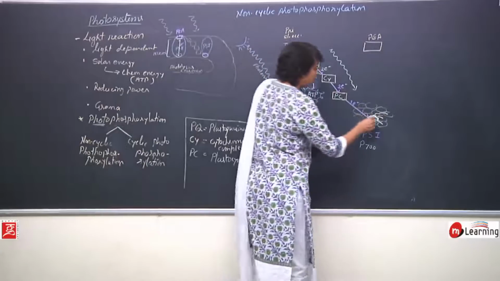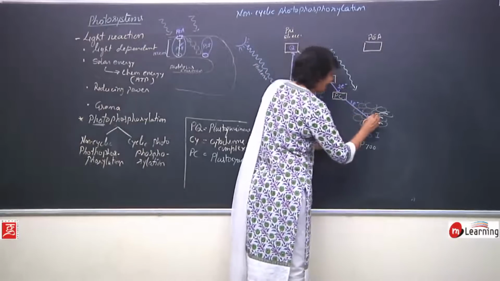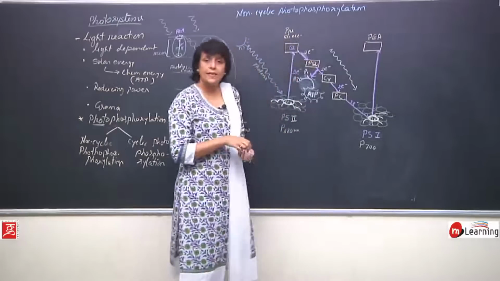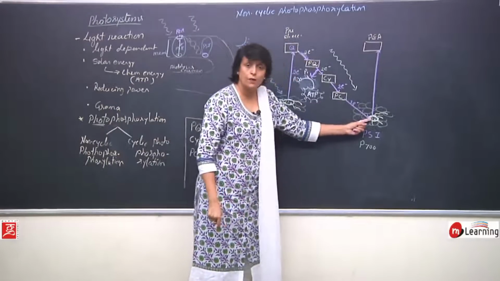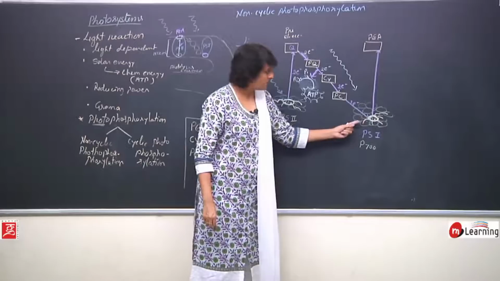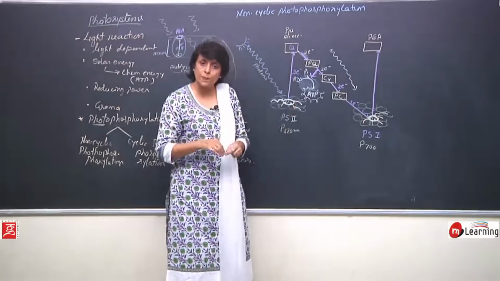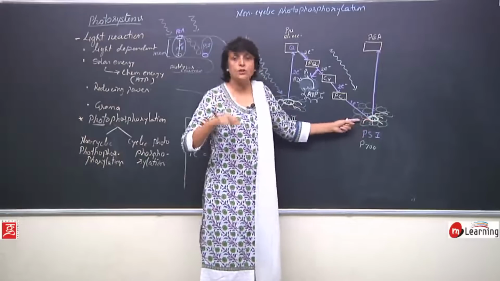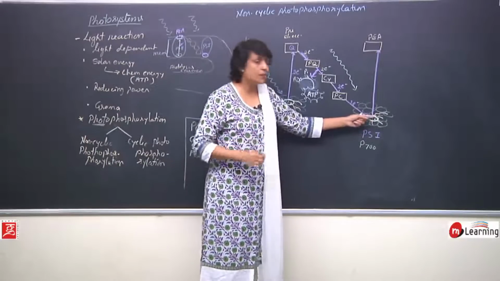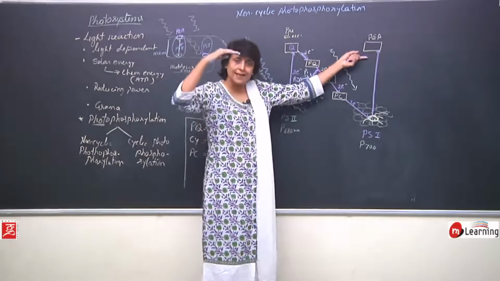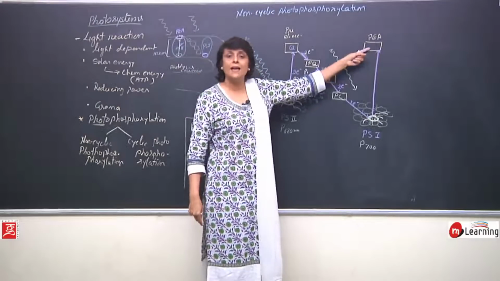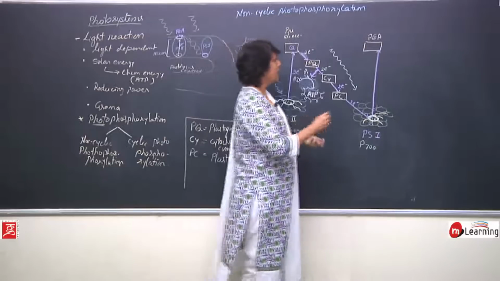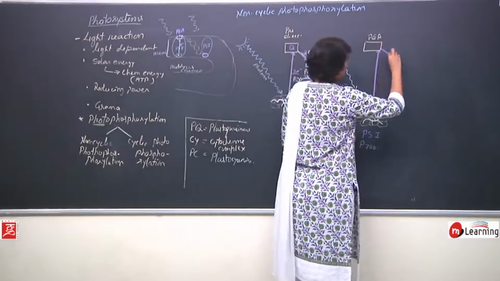Now, this pair of electrons again gets excited. Why does it get excited? Because this pair of electrons will again absorb photons, plus the accessory pigments will also pass on the energy to the reaction center chlorophyll A. These electrons again get excited, and from the ground state they come to the excited state. Here they are accepted by again an electron acceptor, the primary electron acceptor.